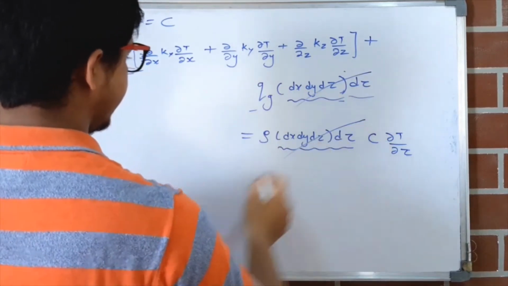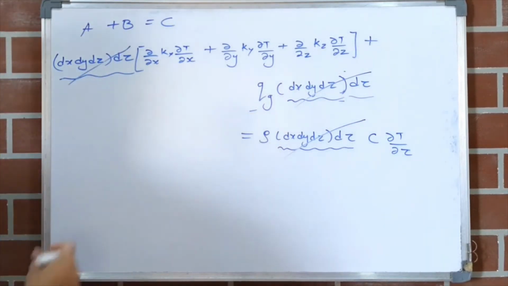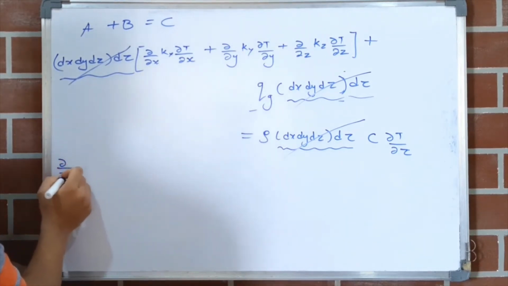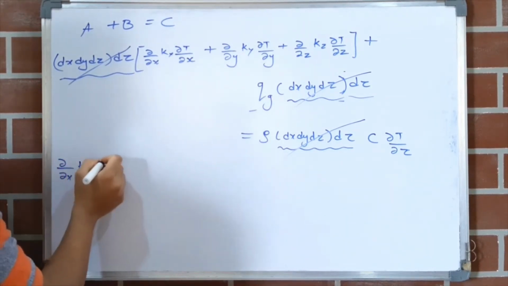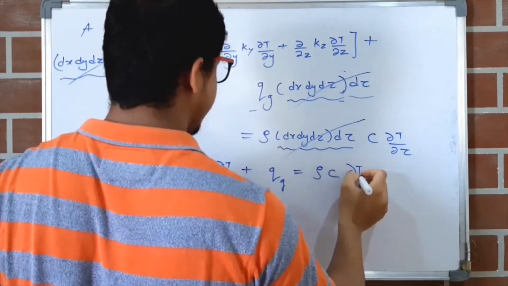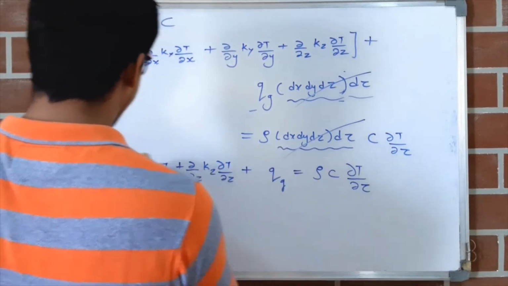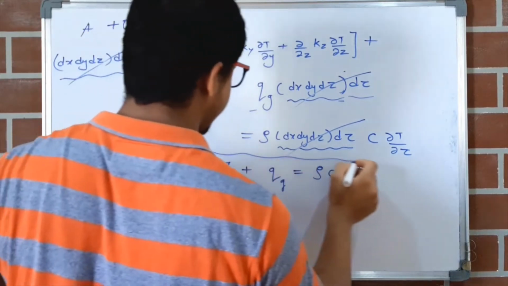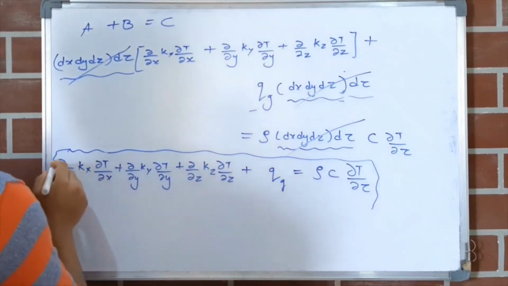So this got cancelled. So at final you will get the equation as del by del x into kx into del t by del x plus t by del tau. Okay, so this is our derived equation which is discussed in the previous video.